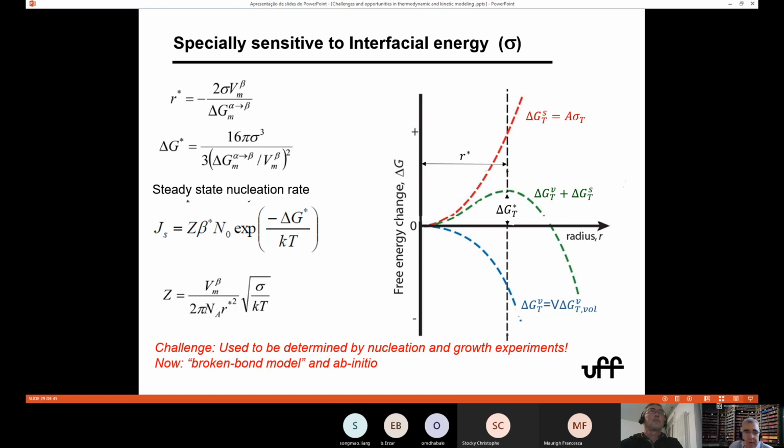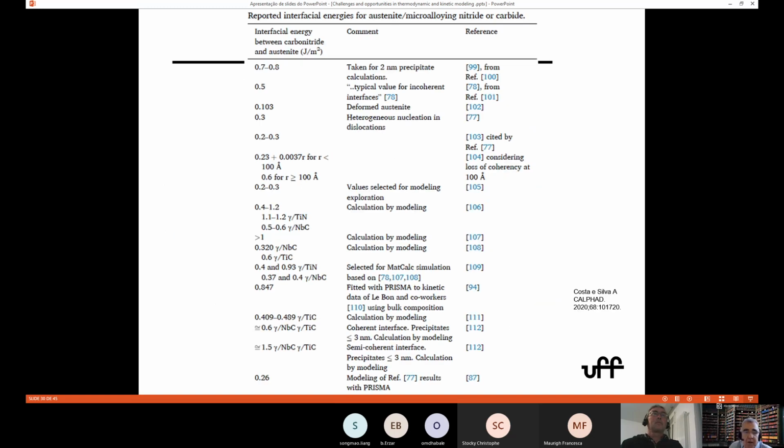Because look at this, this is a table for just interfacial energy between austenite and carbonitrides. And this is by no means exhaustive. I think if I searched more in the literature, I would find more results. It goes from 0.1 joules per square meter to 1.5. So it's crazy, because with these values, and I'm going to show you some results, they have a profound effect on how fast things grow.